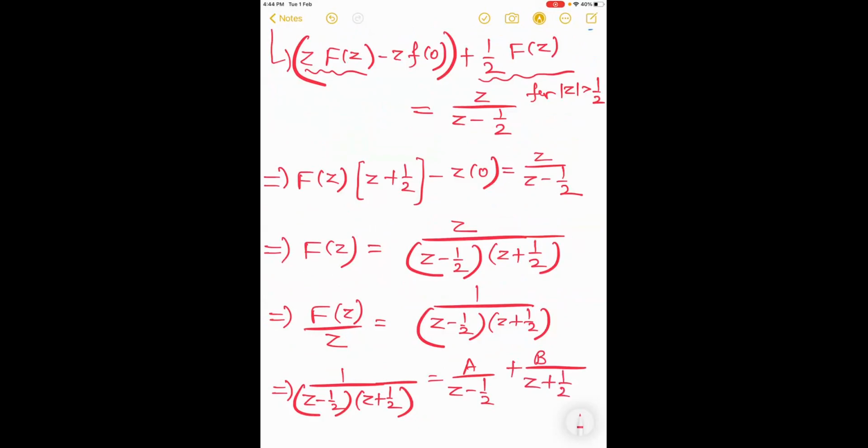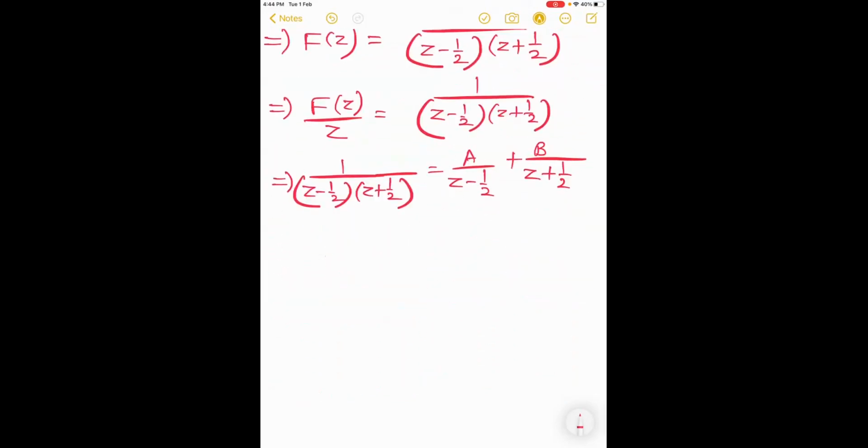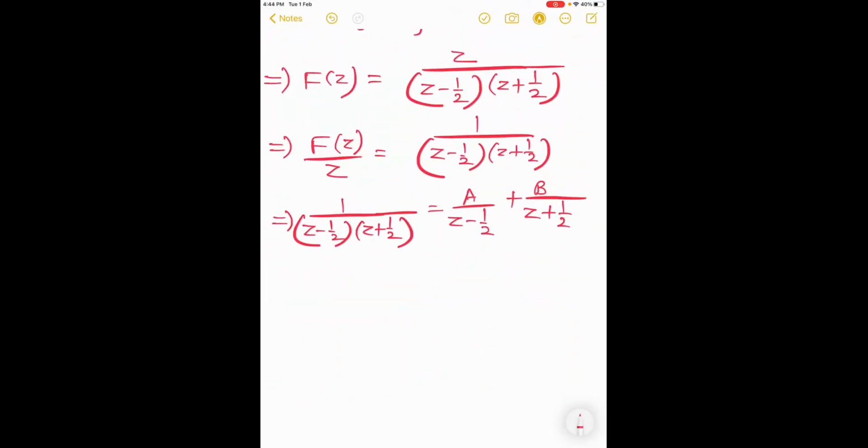So what do you get for A and B? That means 1 is equal to A into z plus half plus B into z minus half, taking numerators from both sides. The two values of z are half and minus half. You can put them in and get the answers for A and B. What do you get for A and B?